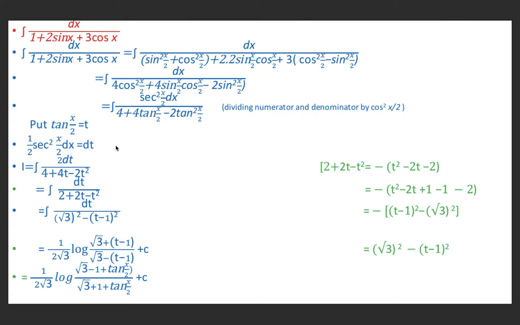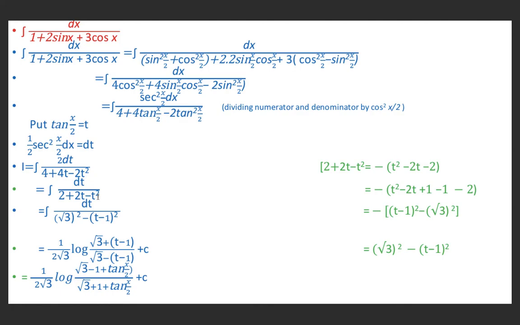If you substitute this in this expression, secant square x by 2 dx is, this 2 will go to the right hand side, 2 dt. Here it is 4 into t, then minus 2 into t square, because tangent x by 2 is t, so t square. So 4 plus 4t minus 2t square. So 2 is common here, and in the numerator also we have 2. So we can cancel that 2. So dt upon 2 plus 2t minus t square.